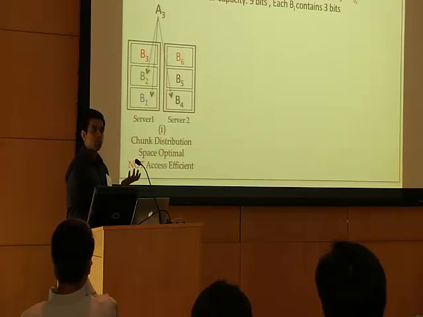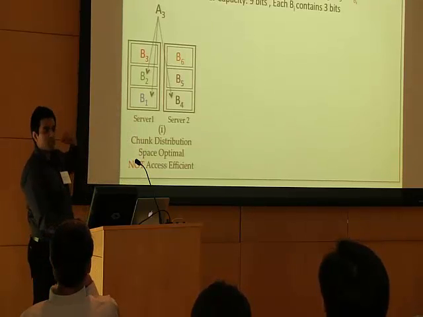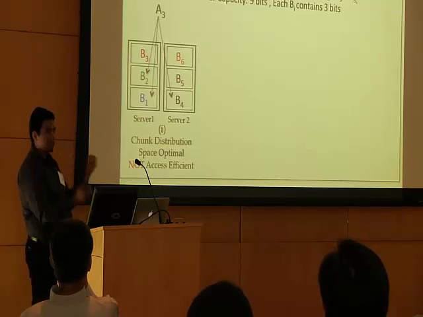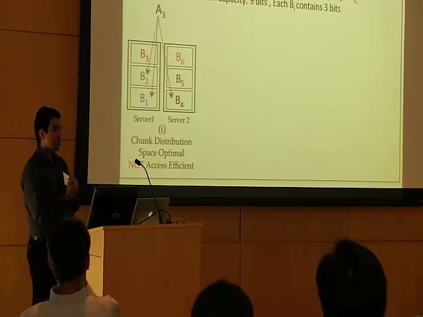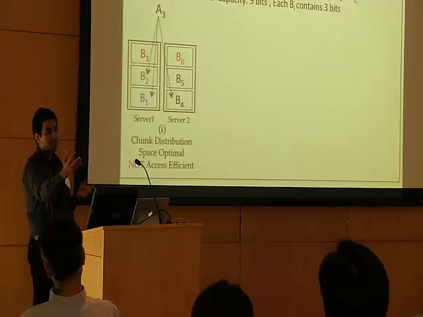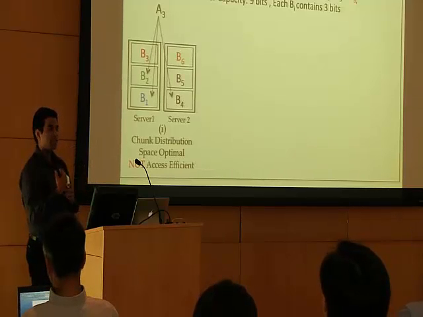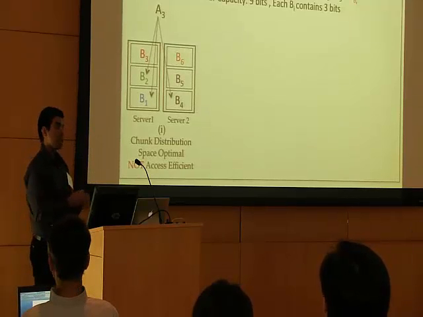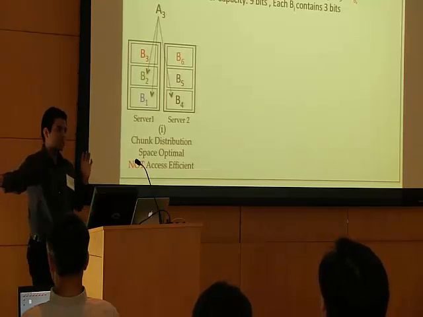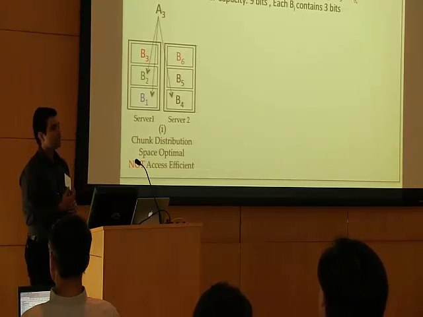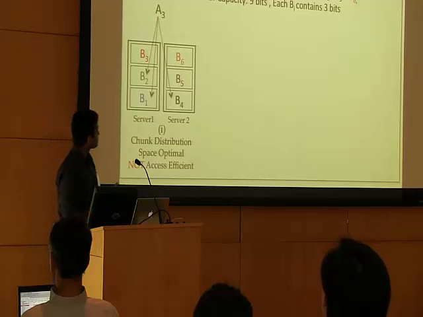But this suffers from a problem. If I want to read or write to file A3, for example, I need to collect data across both the servers. In general, if there are many servers in the system, this is going to have a lot of network access times, network messages, and because the chunks are across servers, consistency management issues. In general, it's not very easy to do.